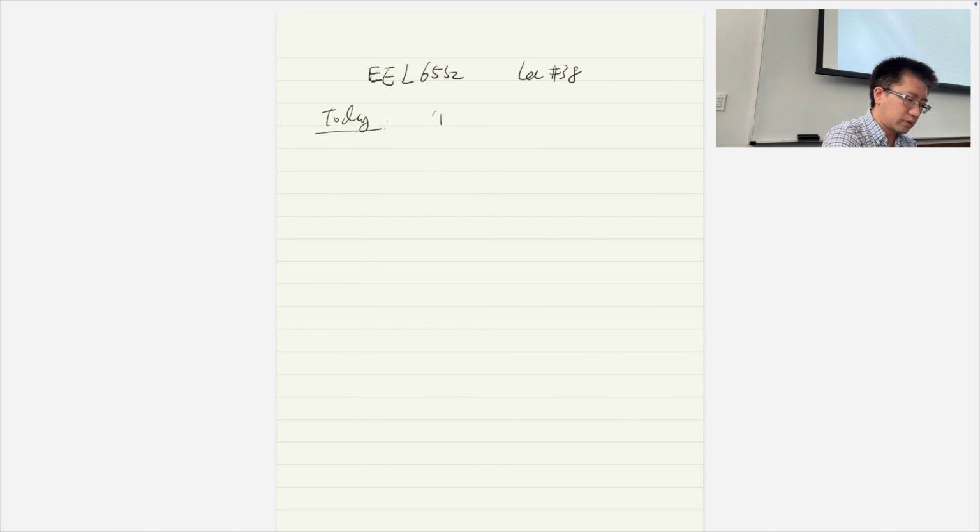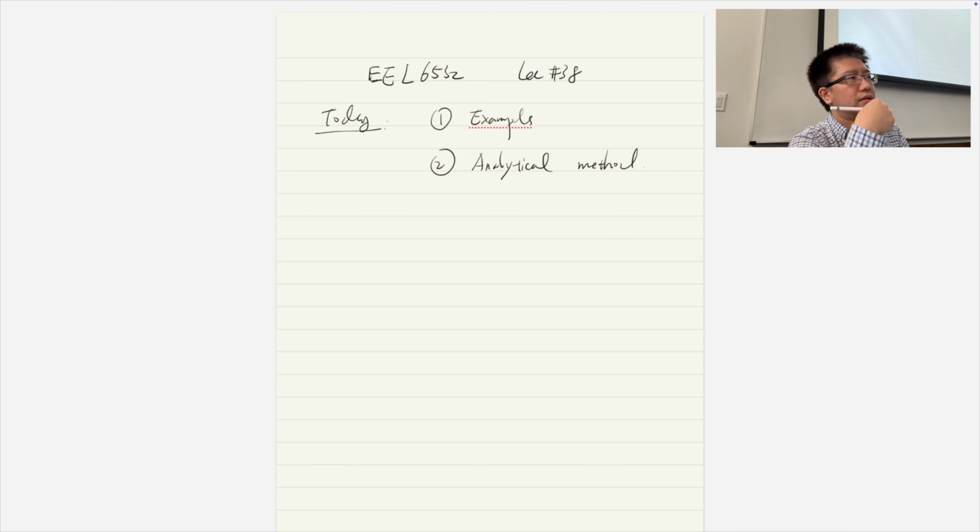Today, first we're going to see 2 examples. And then we'll talk about the analytical method to characterize the rate distortion function.